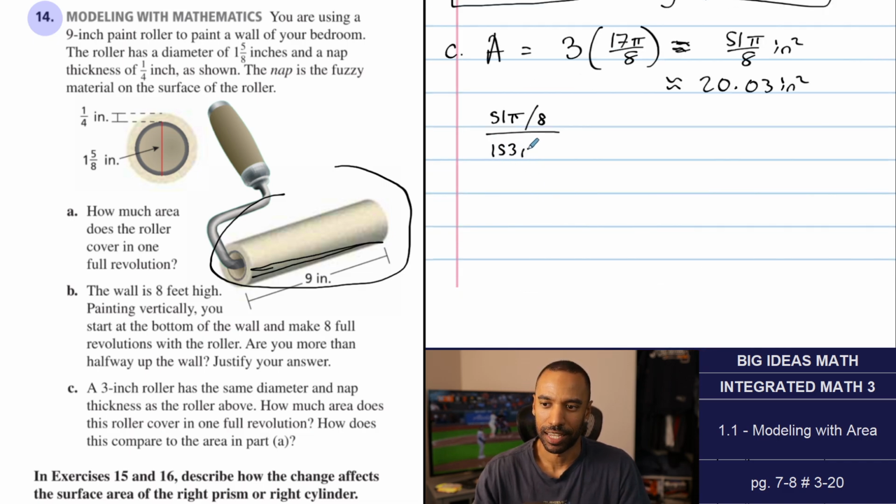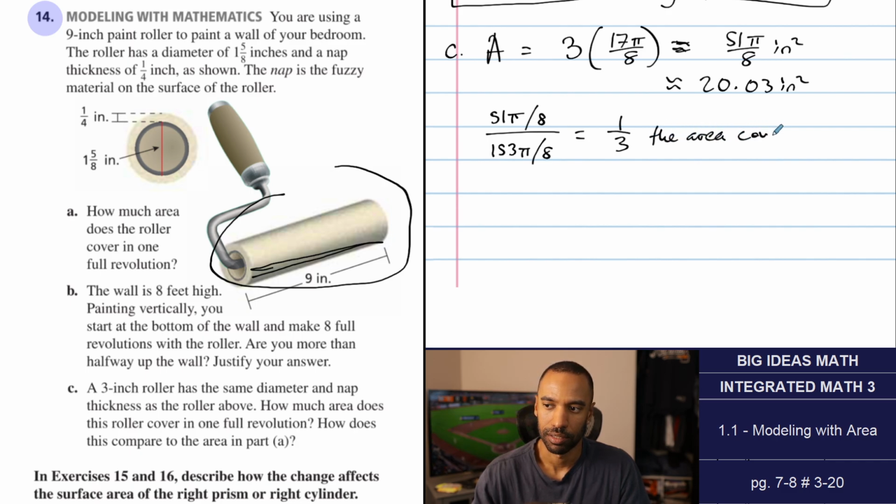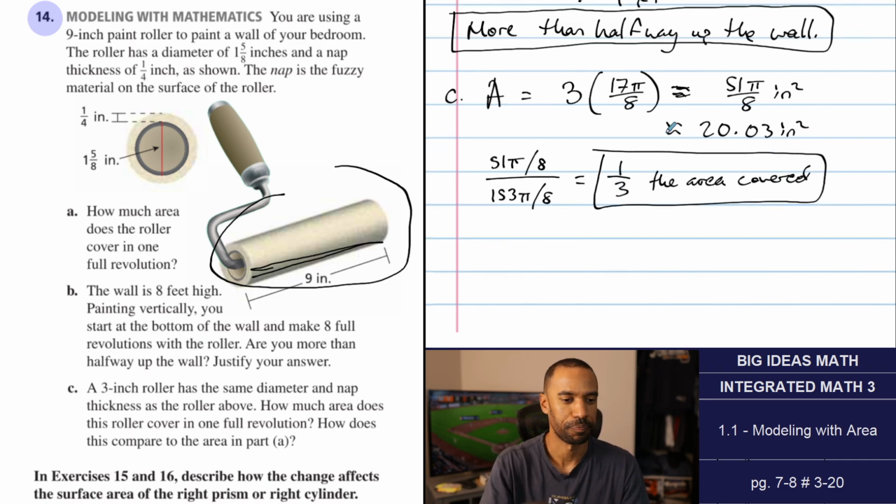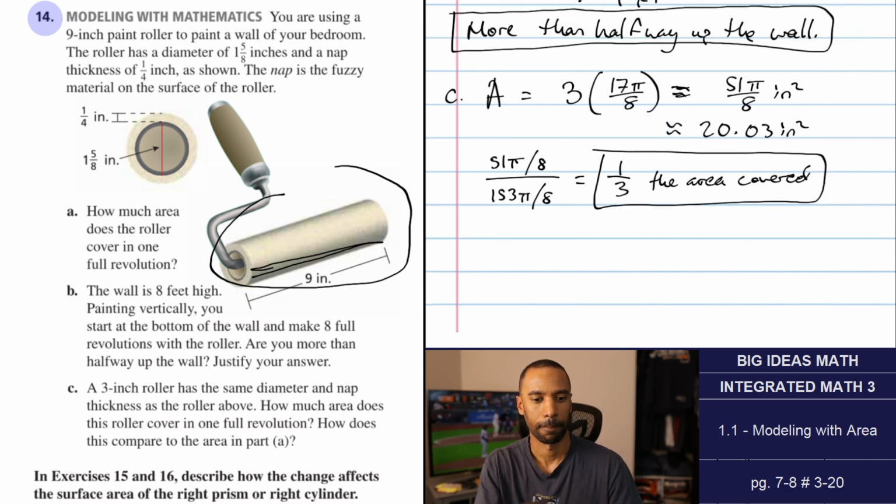You'll see that a lot of things kind of cancel. The pi's and the 8s really cancel, and 51 over 153 is actually 1/3. So it's 1/3 the area covered, and that makes sense because only one dimension changed, and it was only 1/3 of that in that sense. And that should be part C. Okay, that's it for number 14. We only have 6 more problems to go.